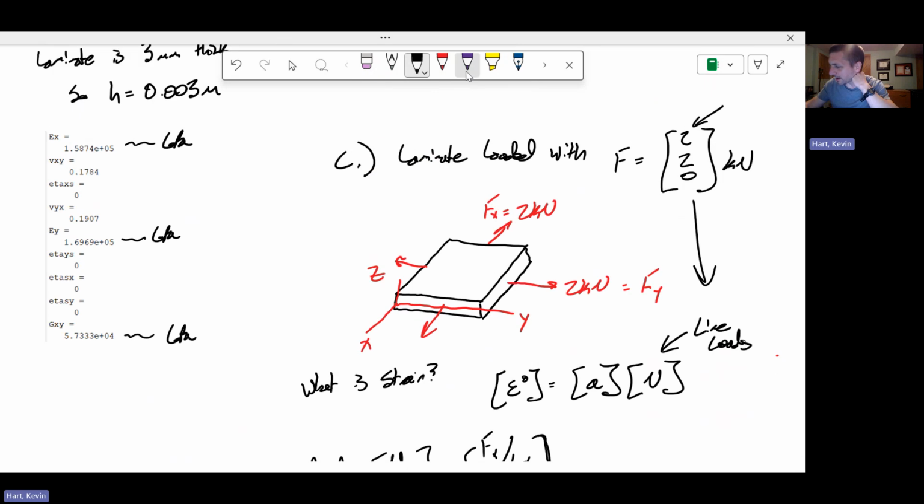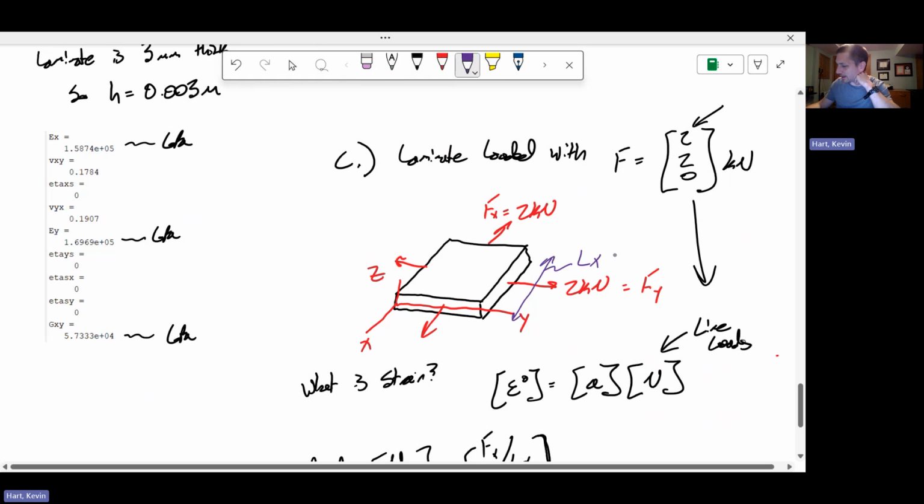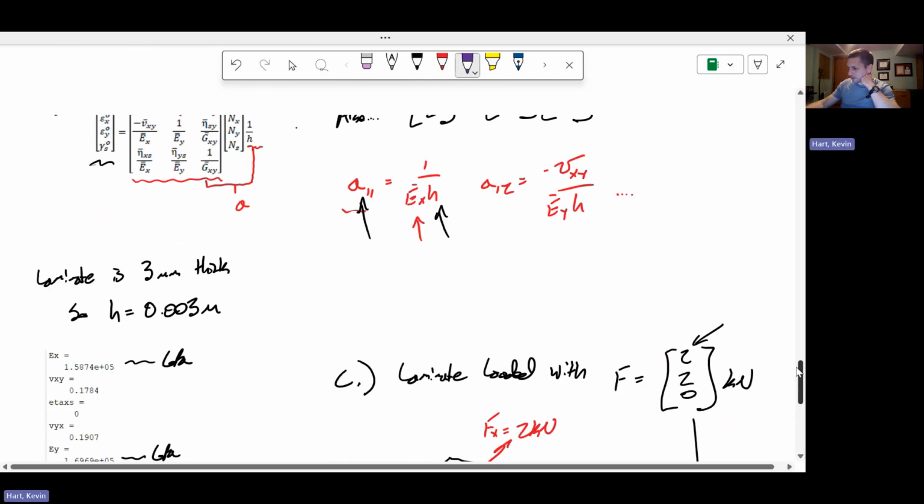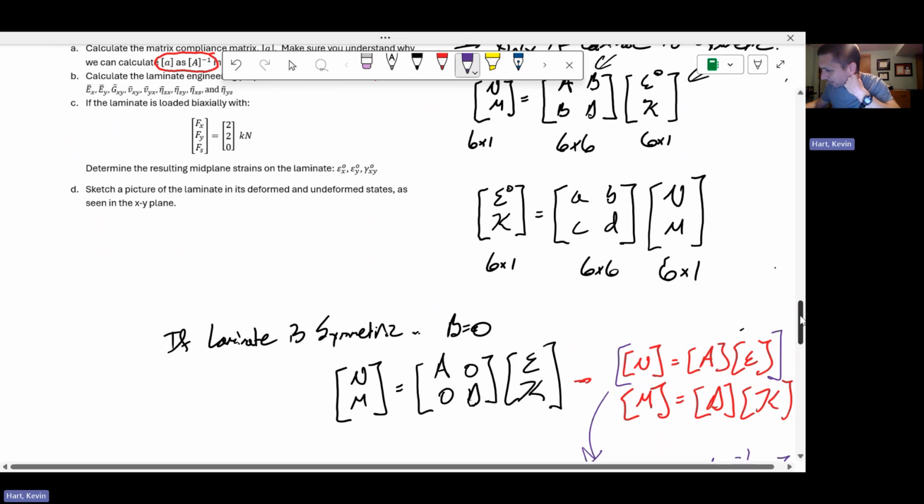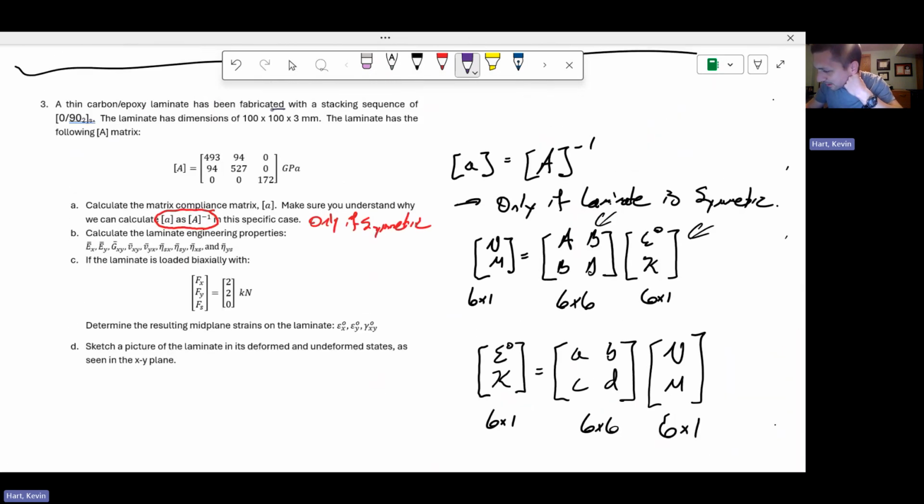What do I mean by Ly and Lx? This laminate has dimensions; this is Lx, the length in the x dimension. Similarly, this is Ly, the length in y. Go back up to the problem statement. We're told that the laminate has dimensions 100 by 100 by 3, so the length in the x direction is 100 and in the y direction is 100.